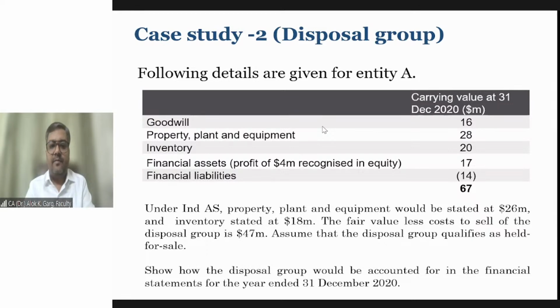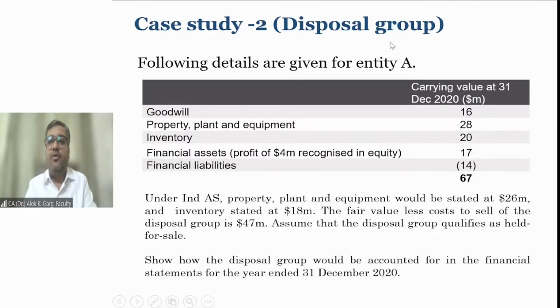Okay, right. Now further, the question says that under Ind AS, property, plant and equipment would be stated at 26 million and inventory stated at 18 million.